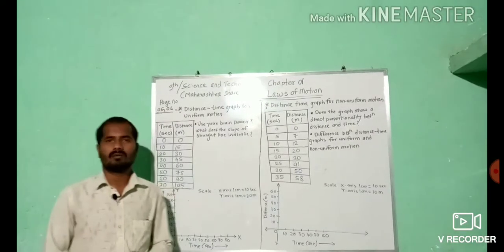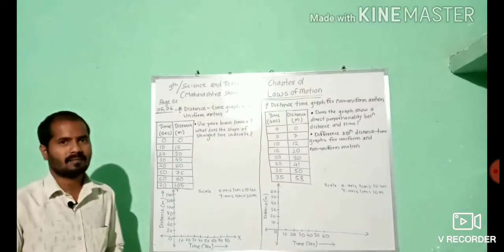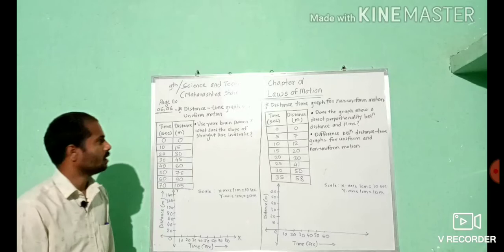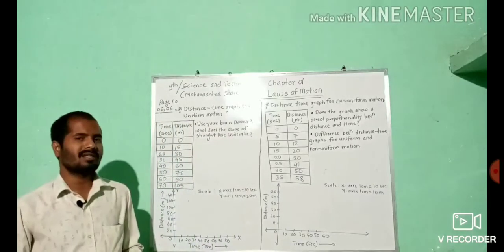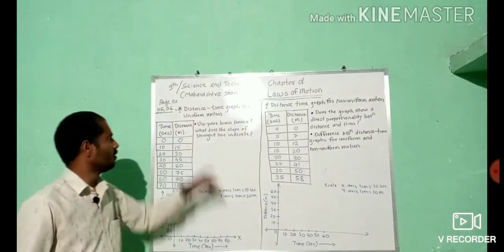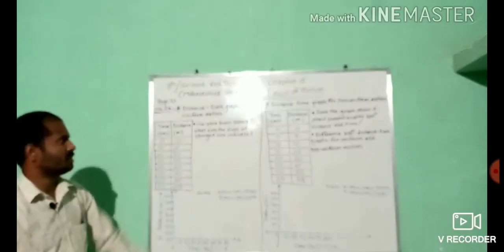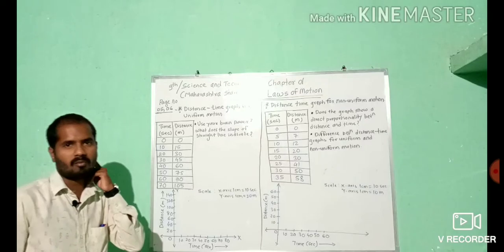Namaskar विद्यार्थी मित्रांनो. In the last lecture we learned about acceleration and the concept of acceleration. Then we also learned speed and velocity, distance and displacement. Now in this lecture we are going to learn the different graphs for uniform motion and non-uniform motion. The first graph is the distance versus time graph for uniform motion.